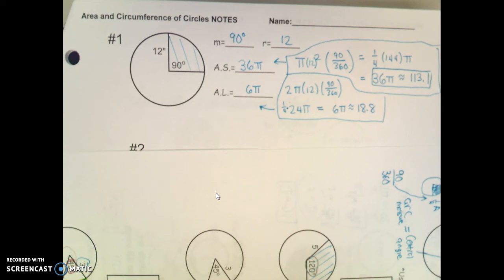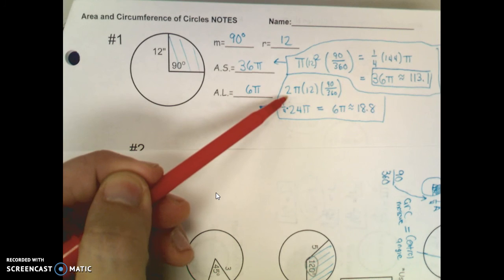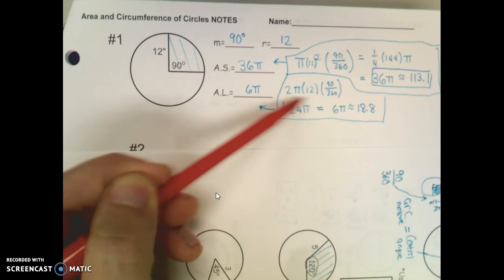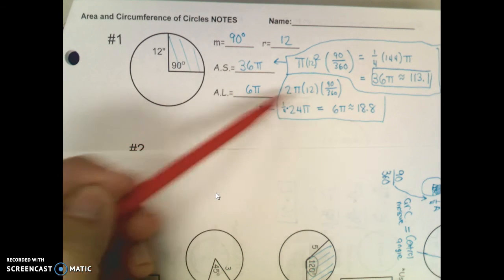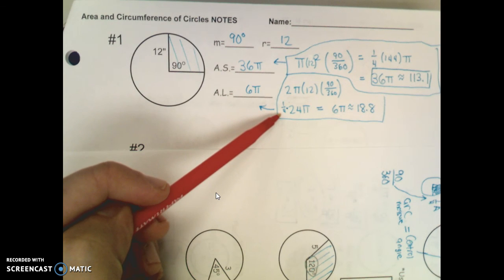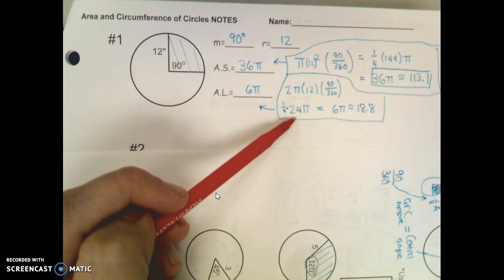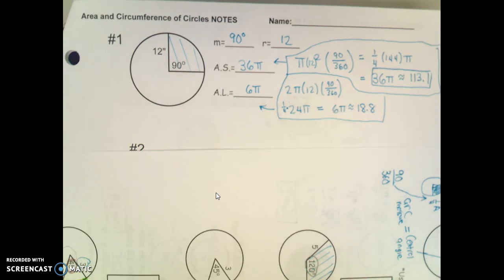Down here, you can see that there's my work for arc length. So we're going to take 2 times 12 times pi. That's this whole circumference. And again, I'm going to do 90/360ths of it, which is just 1/4 of the circle. So 1/4 of my circumference, 1/4 times 24, gives me 6 pi.